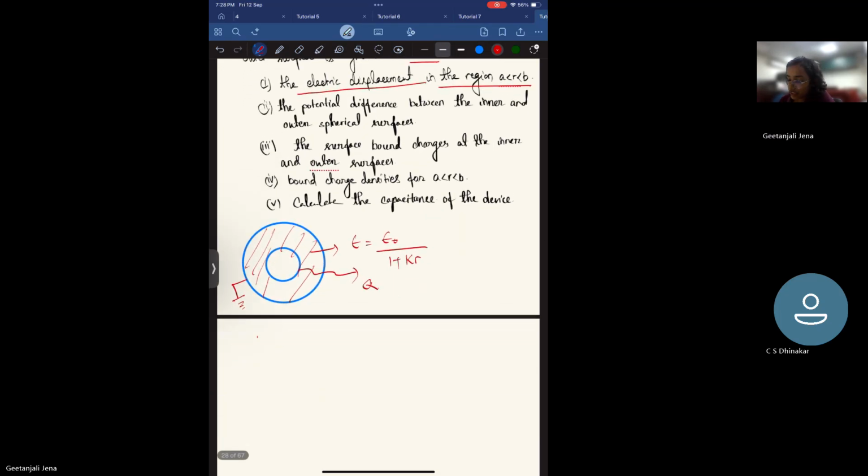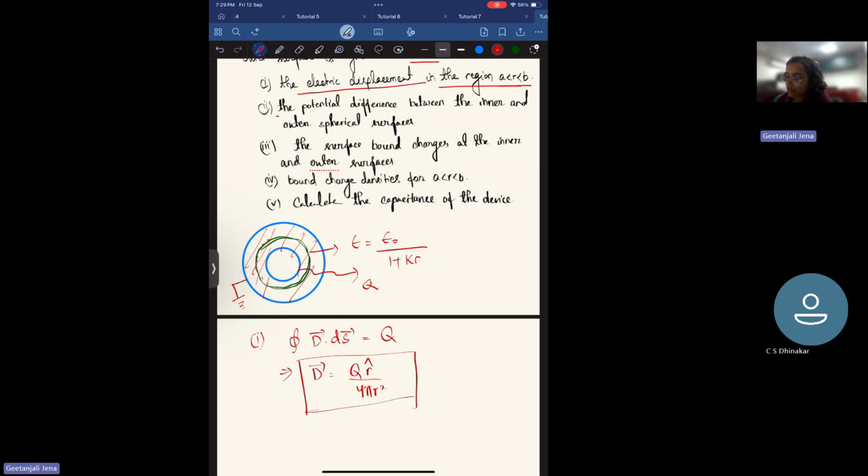For the first one, we need to find D, which is quite easy because the free charge is given. So you can use the integral of D dot dS equals Q free, which is Q, because we are considering the region in between. So D dot dS is Q. That means D is Q by 4 pi r square, in the r direction. This is quite easy.